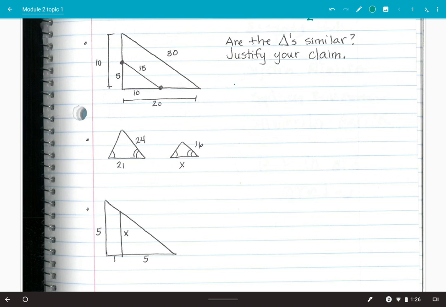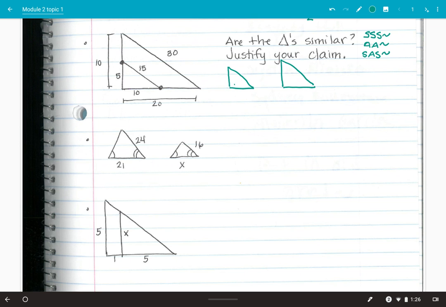So remember, similar, it's only going to be those 3 that we just talked about. Side, side, side similarity, angle, angle similarity, or side, angle, side similarity. Okay, first one, I hate it when they go overlapping. So my first thing I'm doing is actually going to draw them separate. I think it's so much easier to draw them separate and then look at what you're going to do.